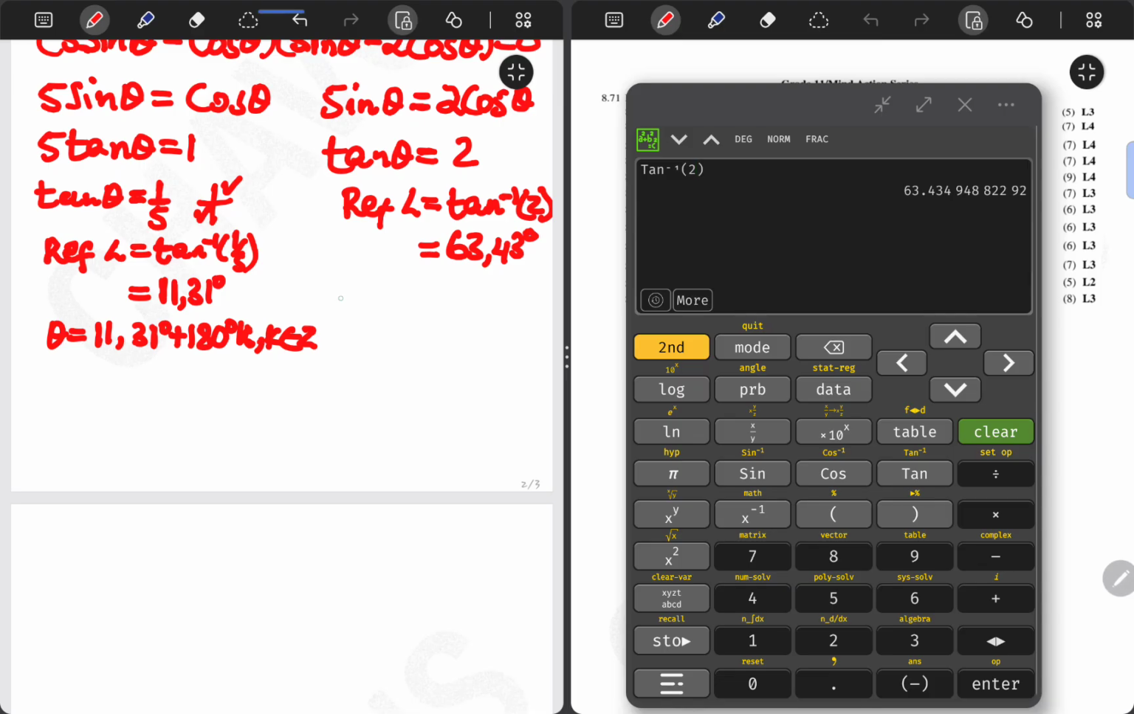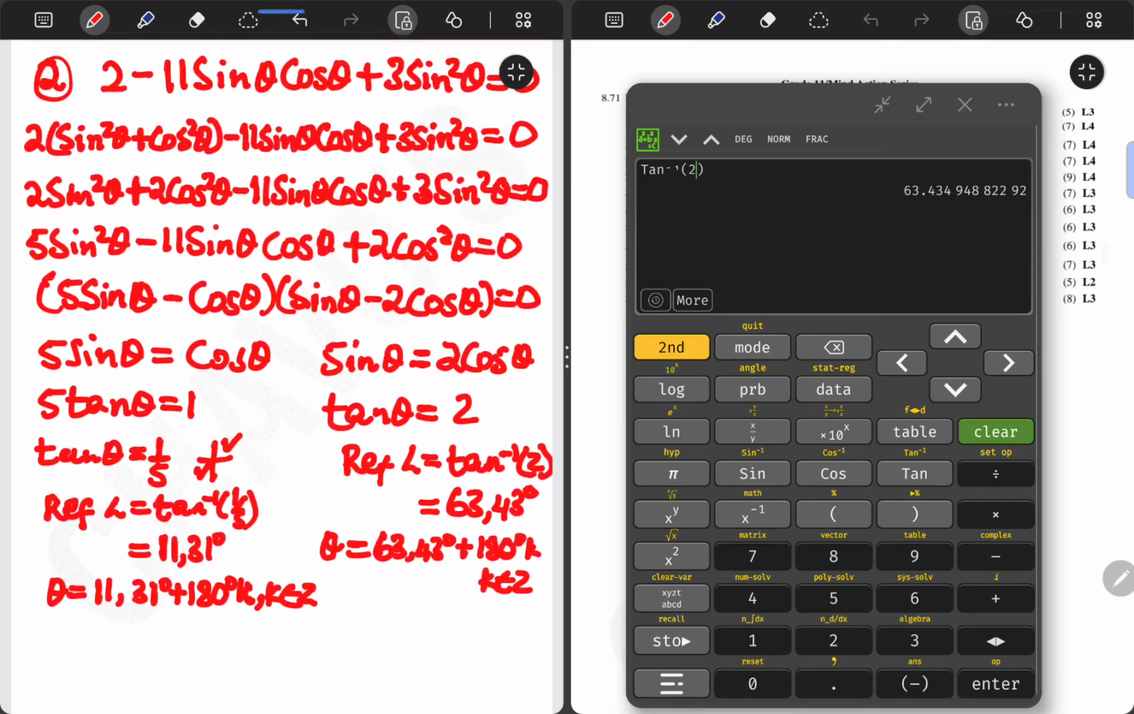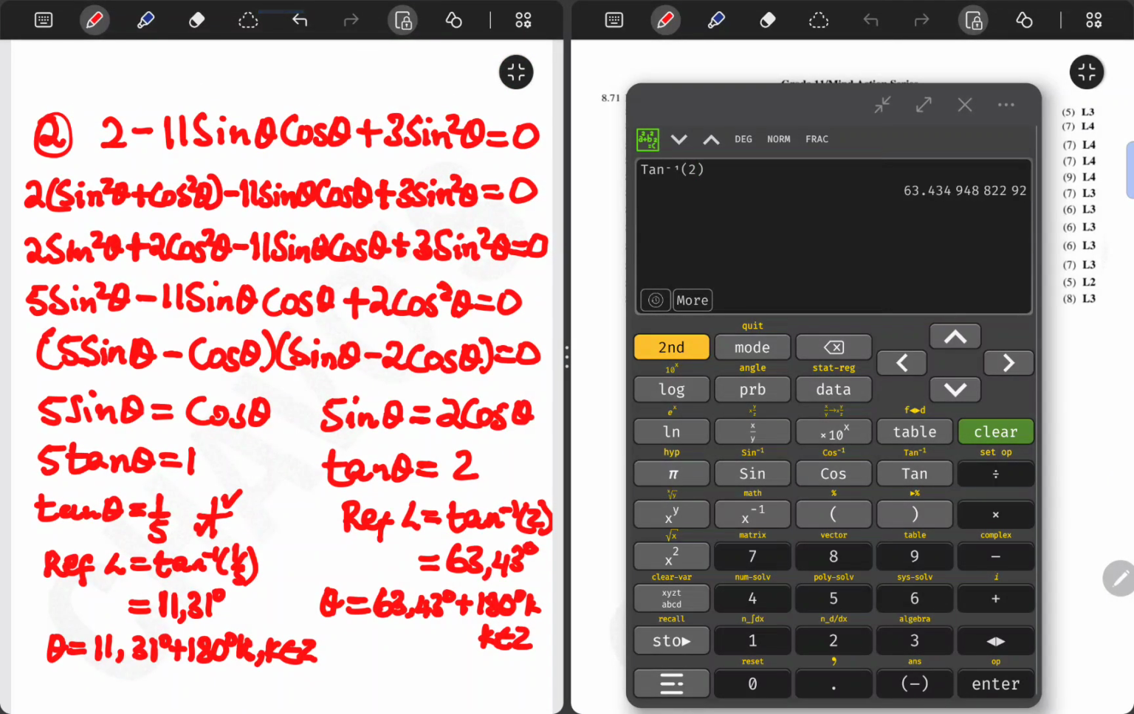I'm going to use what? So I'll say theta equals to that 63.43 plus 180k, element of integer again. And that's that. Lot of work. That's why they say 7 marks. So that's that.